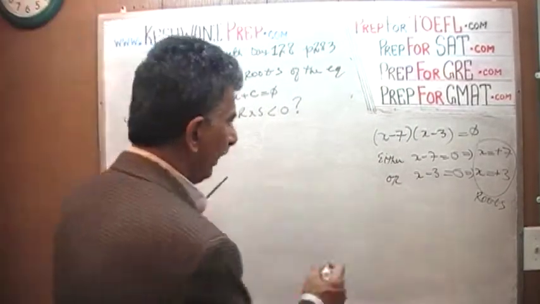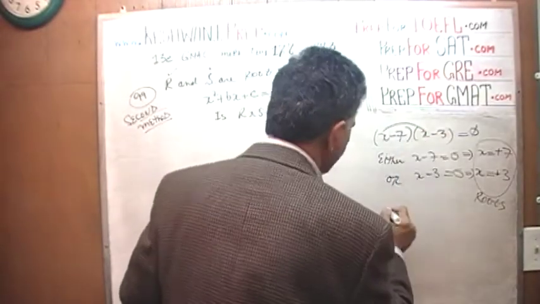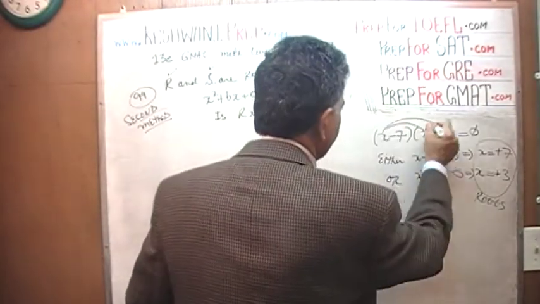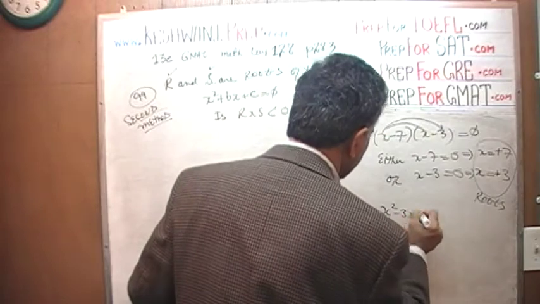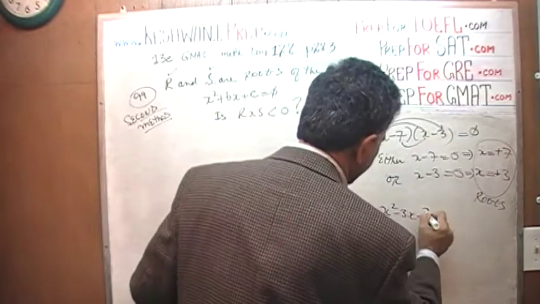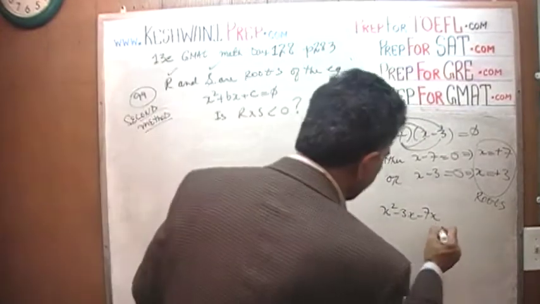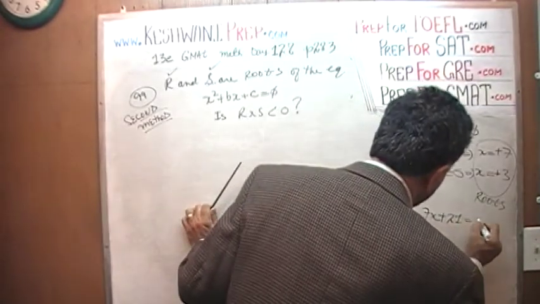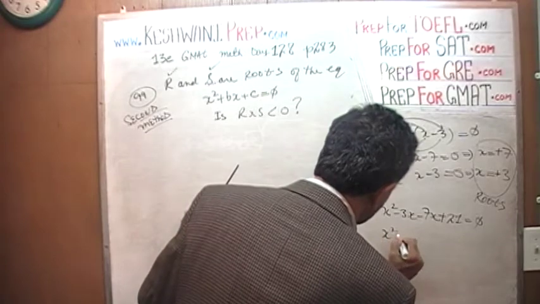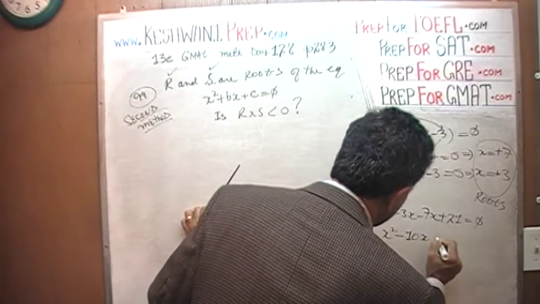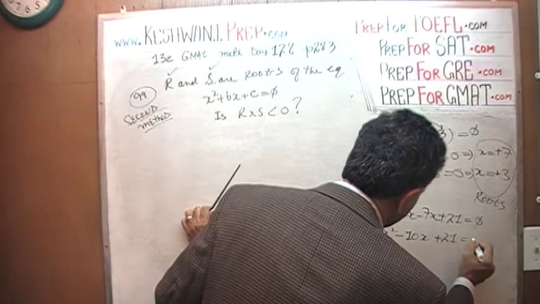Now let's see what happens if we expand it. That gives us x squared. This is going to give us negative 3x. Negative 7 times x is going to give us negative 7x. Negative 7 times negative 3 is going to give us positive 21. And this whole thing equals 0. Which means x squared minus 10x plus 21 equals 0.